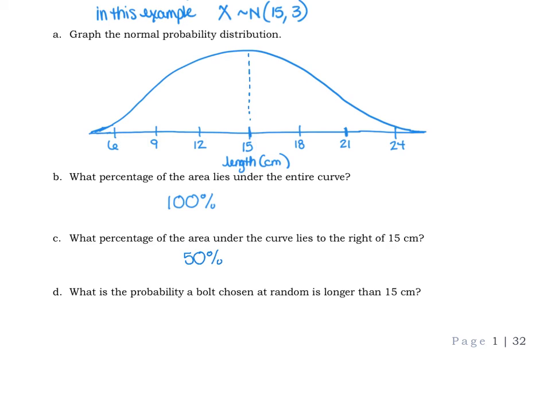And then part D: what is the probability a bolt chosen at random is longer than 15 centimeters? In other words, what is the probability that some bolt that we happen to pick comes from this region somewhere in here? Well, that probability would be 50%. But remember, we write probabilities as a number between 0 and 1. So for us, 50% would be written as 0.5 or 0.50.